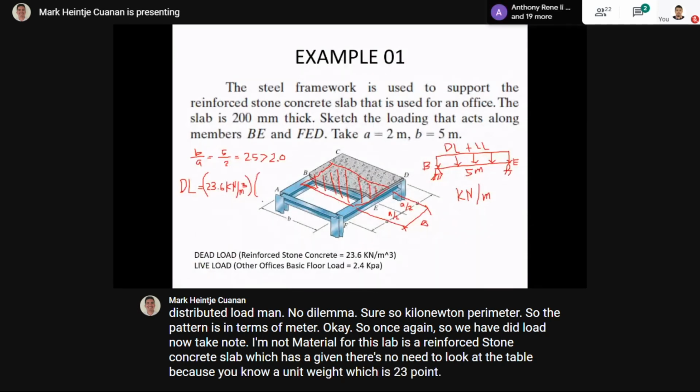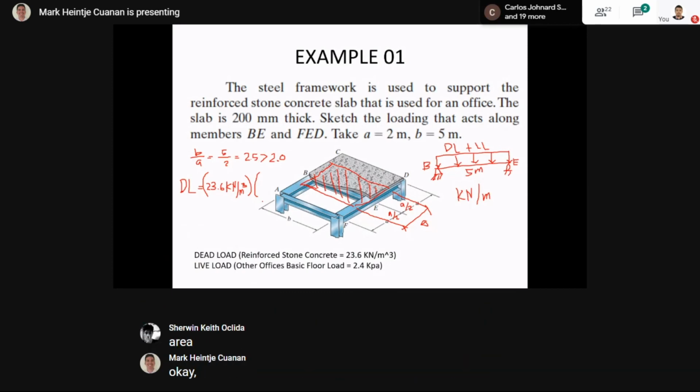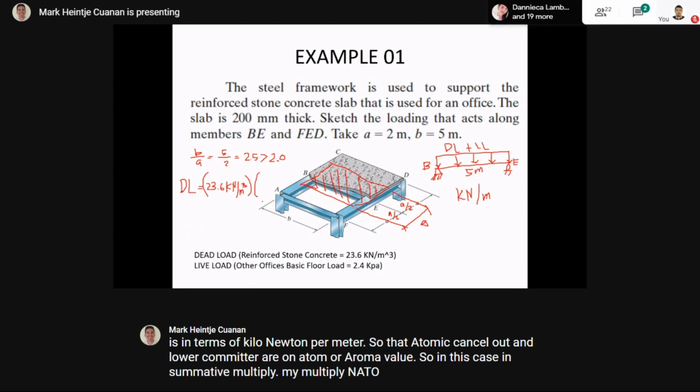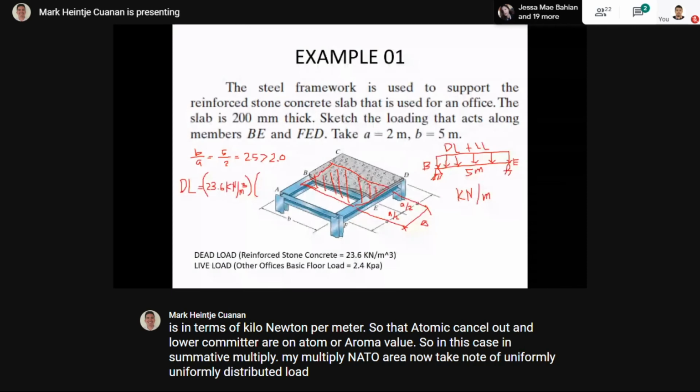So in this case, what will we multiply? The distance. Area. Area, sir. Area of the slab. Area. Now take note, when you have a uniformly distributed load, do not include the span. What happens is the load is per meter. In other words, that is its distribution for that particular span.